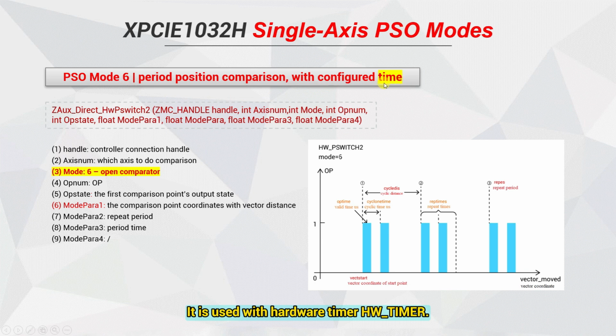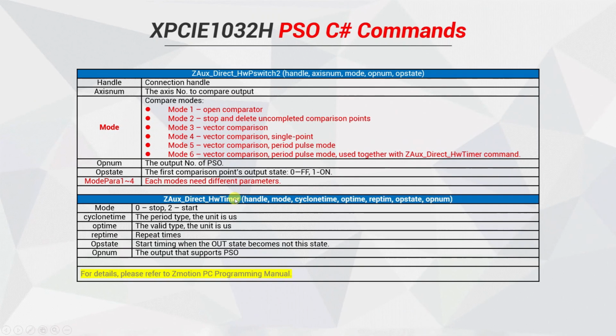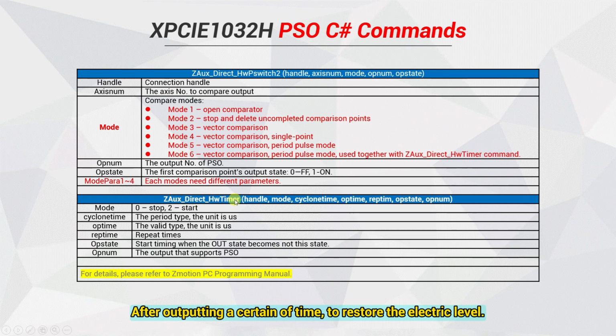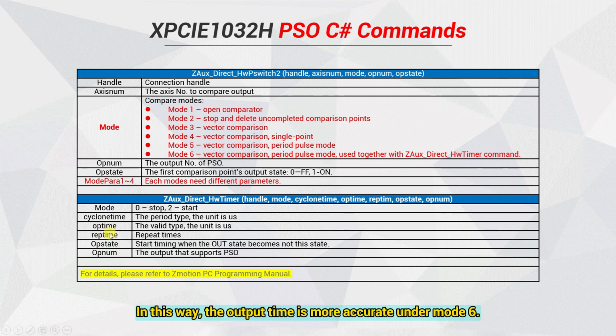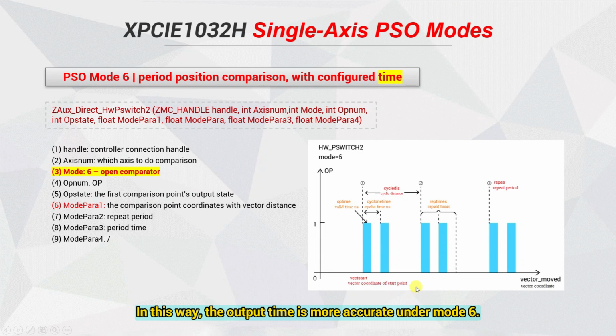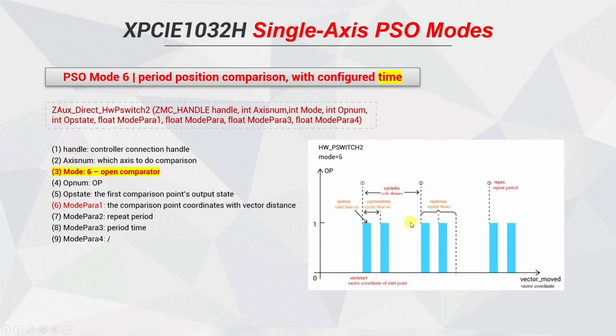Next, mode 6. It is used with the hardware timer, HW timer. Compared with mode 5, there is no valid distance, because it uses the hardware timer to do that. The command is the hardware timer. After outputting for a certain time, it restores the electric level. These are the parameters: mode, cycle time, valid time, repeat times. In this way, the output time is more accurate under mode 6. Red is the PSO parameters. Yellow is the HW timer parameters.